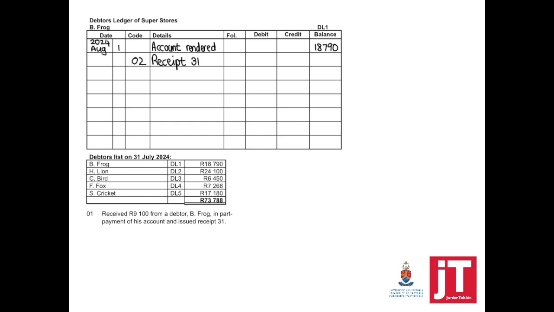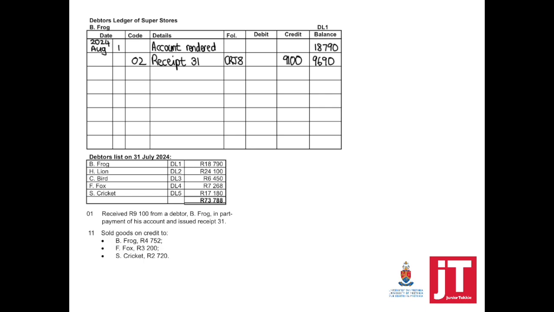This means code number 02, source document receipt number 31, from which journal? The cash receipts journal number 8, and the total on the credit side 9,100. So what's going to happen to your balance? The balance is going to decrease. Remember, debtors control is a current asset. Debit means plus, credit means minus.